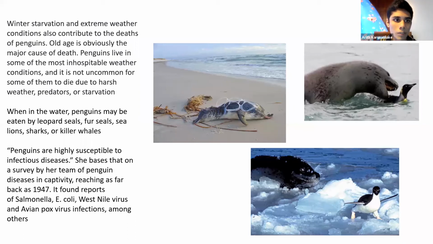Penguins live in some of the most inhospitable weather conditions, and it is not uncommon for some of them to die due to harsh weather, predators, or starvation. When in water, penguins may be eaten by leopard seals, fur seals, sea lions, sharks, or killer whales. Mostly, the bigger predators are killer whales and sea lions.